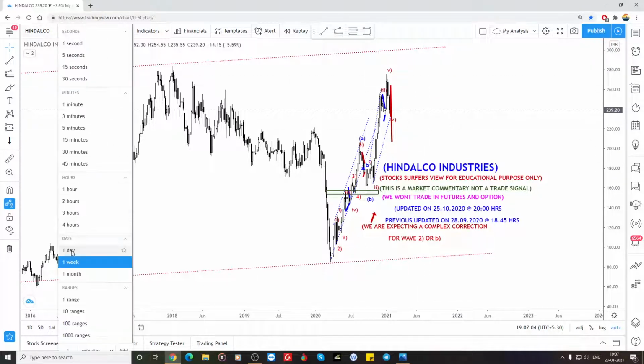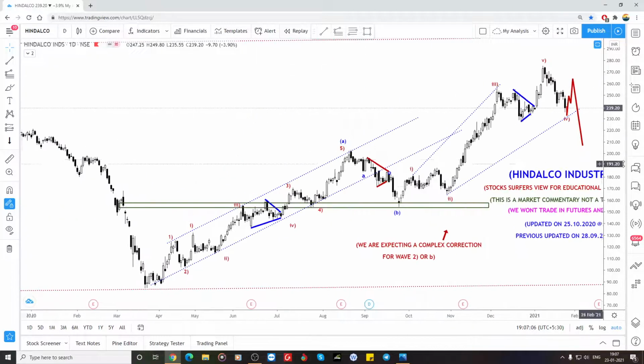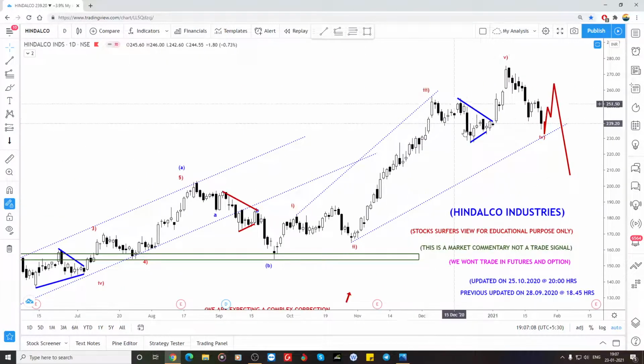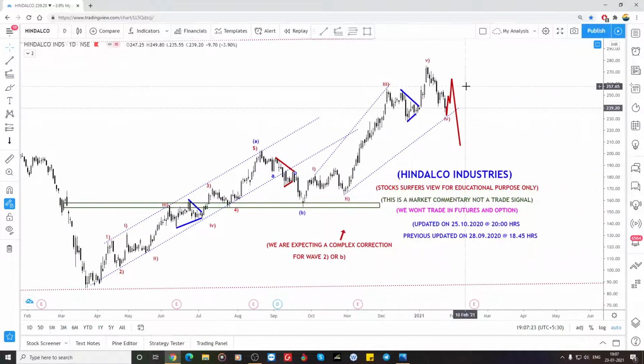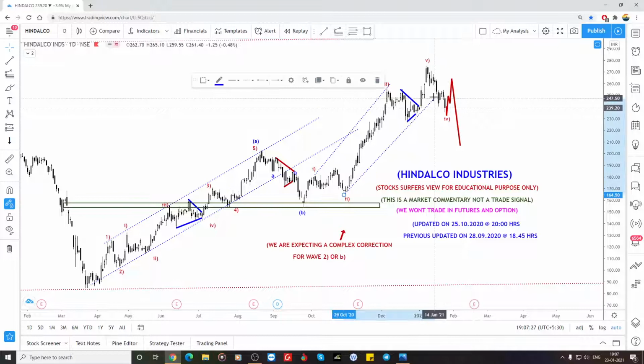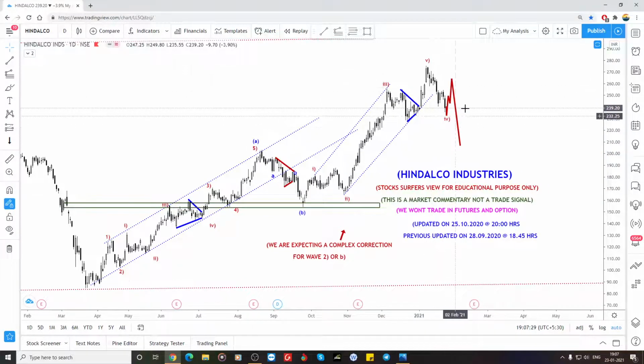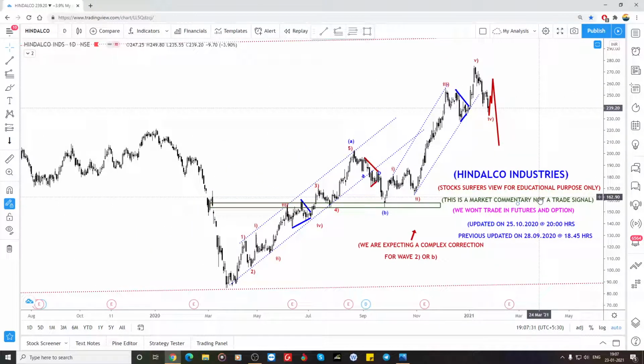So we have to watch here that this also ABC, ABC, and this could be a C. So this is a flat correction, a running flat. After that, 1, 2, 3, 4, and 5 to the upper side is also possible. But if it is the end of the trend, then we may see again to the downside, nearly for the 50%.